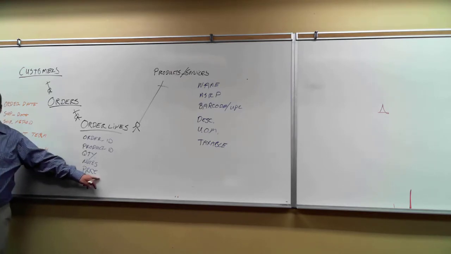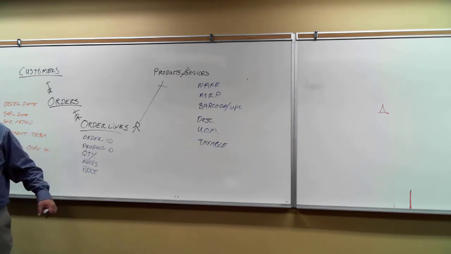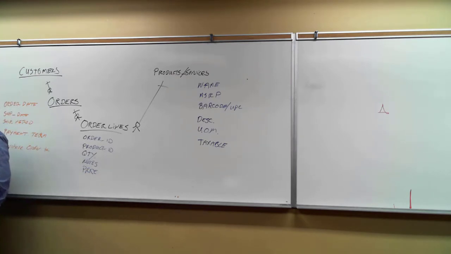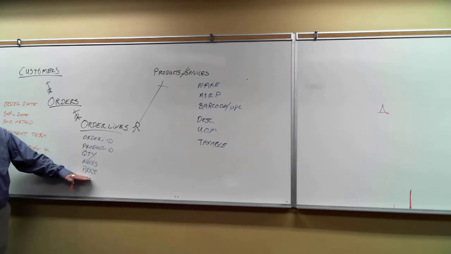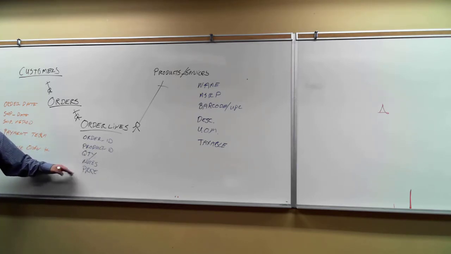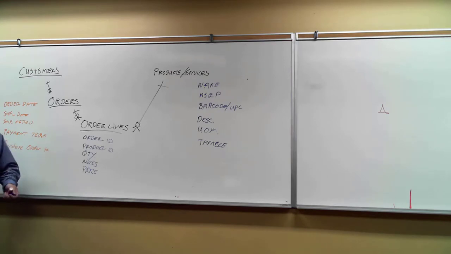The price here is known as PIT data, point in time data. It's an acronym known in database called PIT, P-I-T, point in time. The price is stored. So quantity times price. Another one you'll sometimes see.